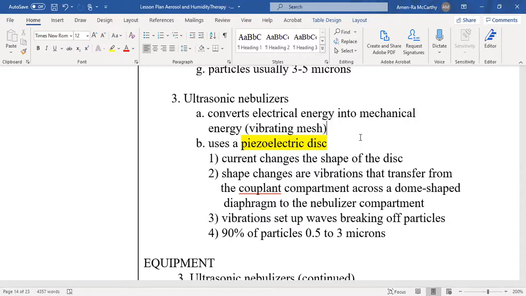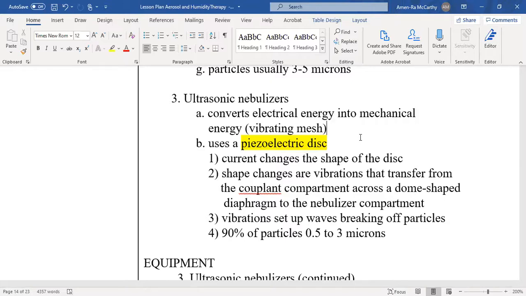Now, the current changes the shape of the disc. When you plug it up, that disc changes shape. The shape changes are vibrations that transfer from the cupulent compartment across a dome-shaped diaphragm to the nebulizer compartment. The vibrations set up waves breaking off the little particles. You don't have to know that part. Just know that it takes electrical energy, transfers it into mechanical energy by vibrating mesh, and it uses a piezoelectric disc to do this.